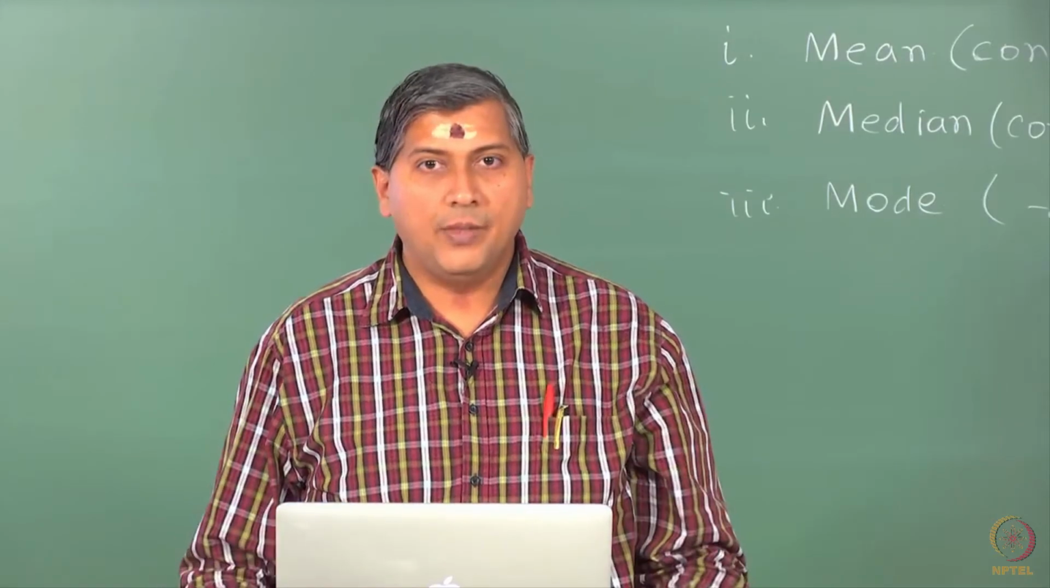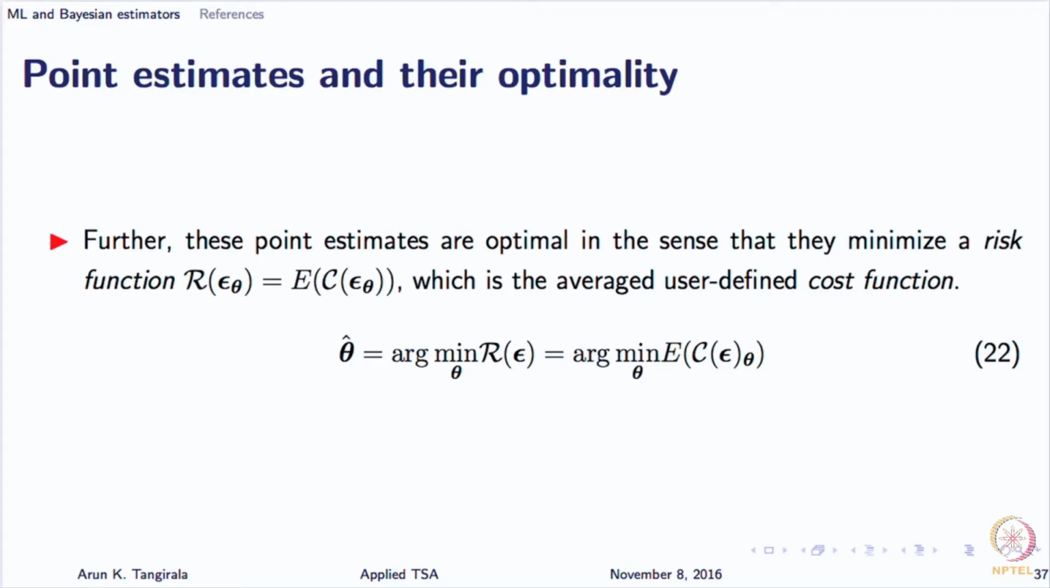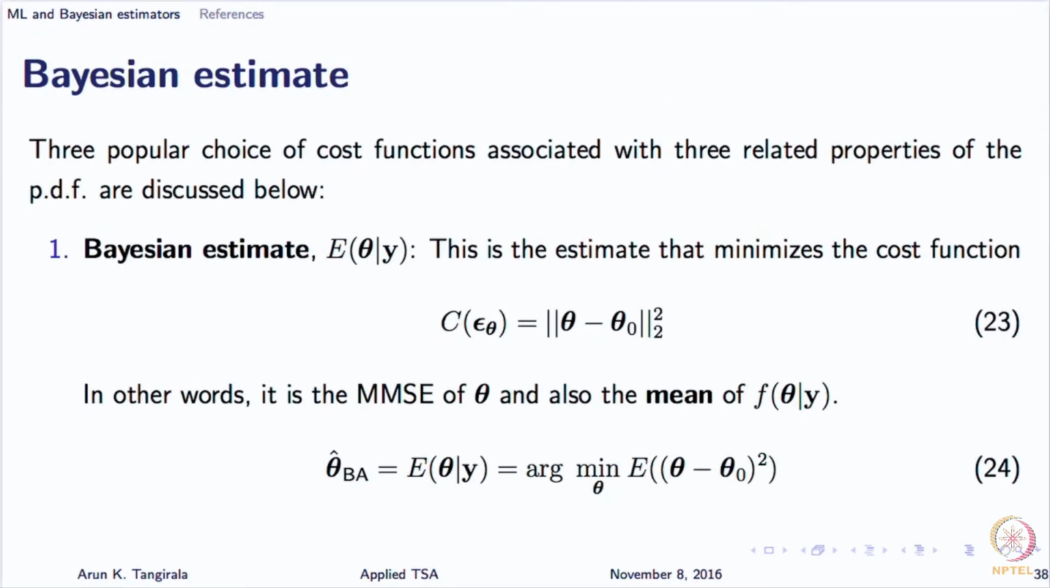So, let us quickly go through these 3 different point estimates and ask what is the equivalent optimization problem I would be solving? I would still not be solving that optimization problem, but it is heartening to know that these respective estimates are optimal in some sense. So, the first in order is this conditional expectation, which is known as the Bayesian estimate.